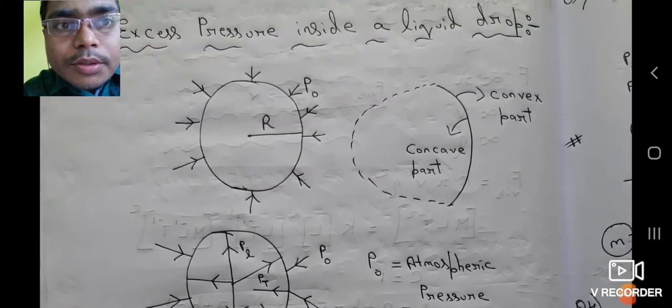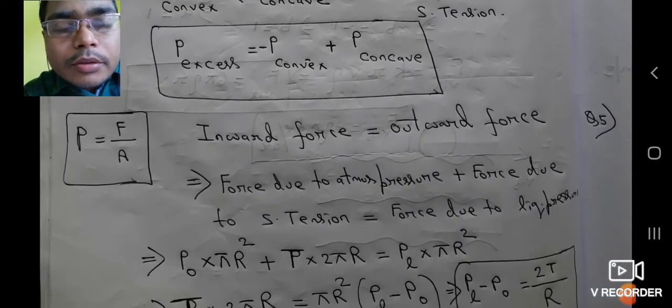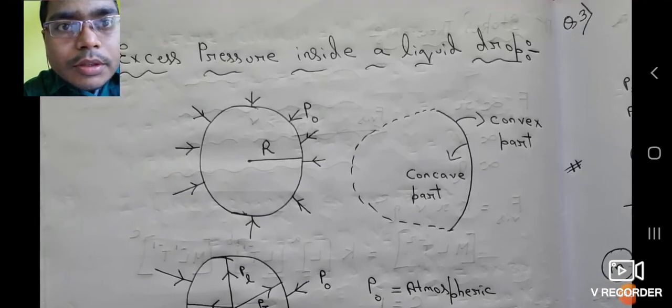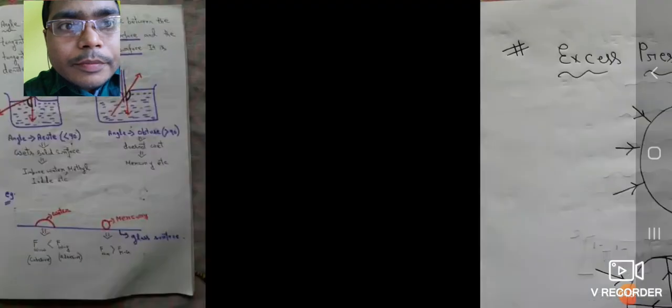Now suppose it is not a liquid drop, but a soap bubble. Then what will happen? For a soap bubble, since there are two surfaces, we can simply multiply the expression of excess pressure by 2. So for a soap bubble, the excess pressure will come out to 4T divided by R. I think this derivation is clear to all of you. So let us move to the next topic.